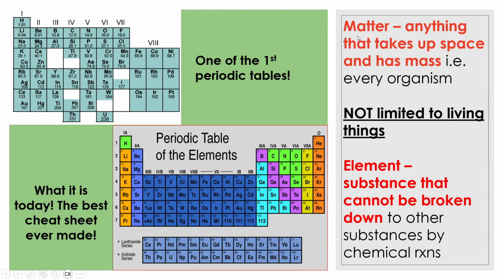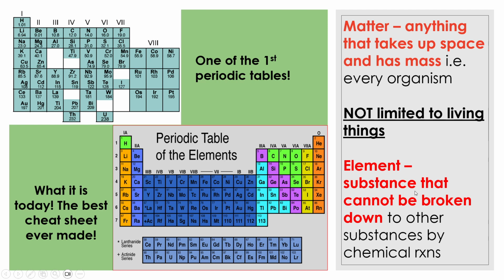Anyways, matter. Anything that takes up space and has mass is matter, right? Cells are the smallest unit of life, we remember that from chapter 1. But matter is not limited to living things. You can have matter and not be considered alive. A rock, for example, has matter, it takes up space, it has mass, but it does not abide by the characteristics of living things.